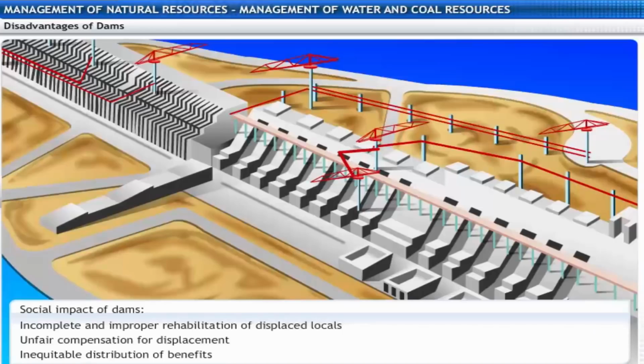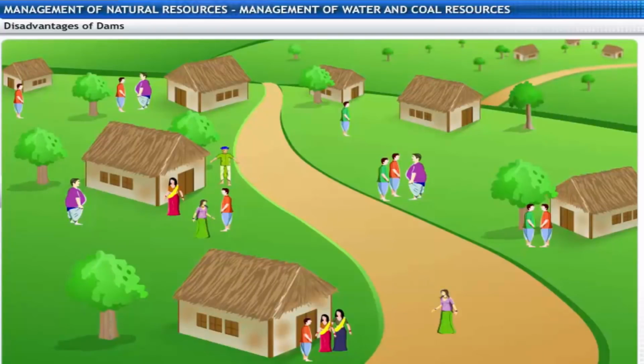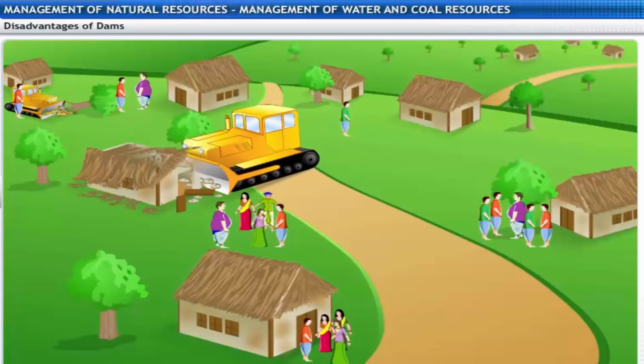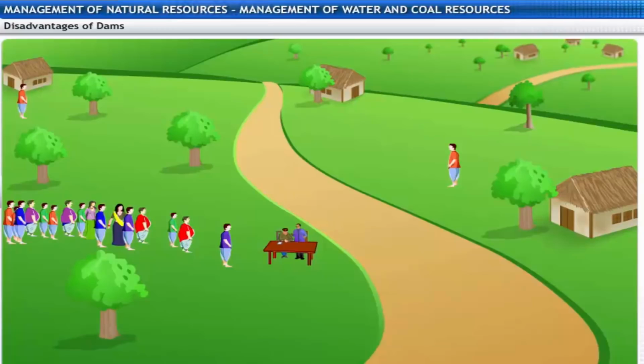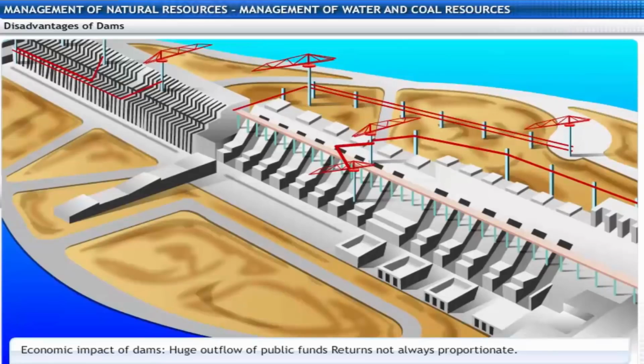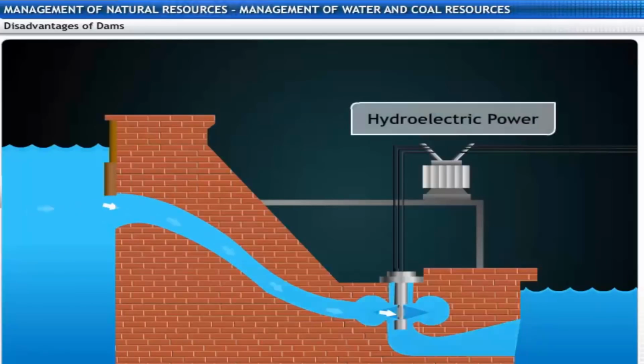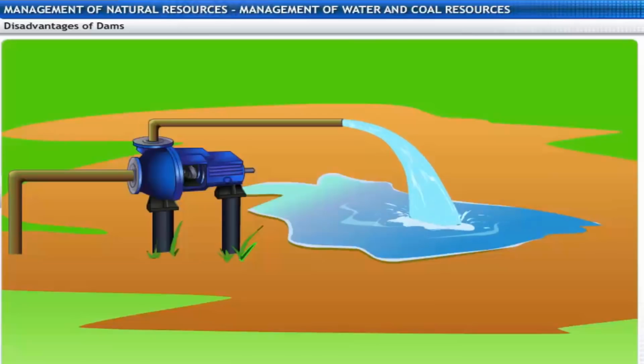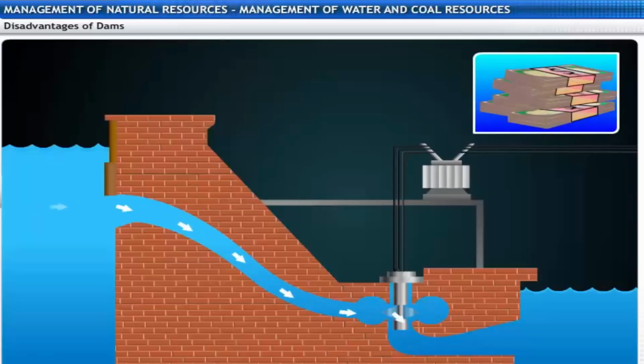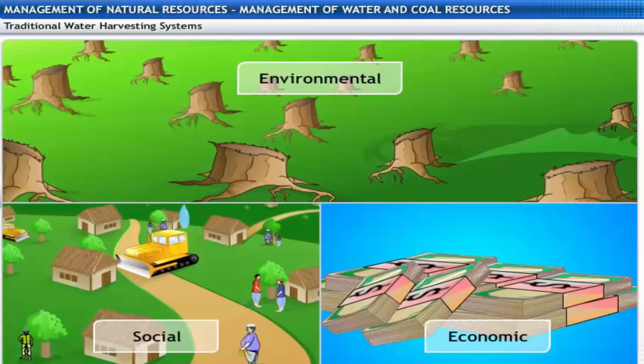Construction of dams sometimes also has a serious social impact. This is because large number of local villages and tribes are required to be displaced. They are provided rehabilitation and compensation for their losses, which is often not a fair deal. Finally, construction of dams also poses economic problems. Managing water through dams is very expensive. Unless a dam provides proportionate returns in the form of electricity and water supply, it is not worth spending so much money. So you see, dams have several environmental, social, and economic disadvantages.